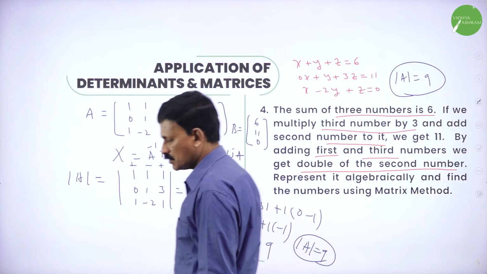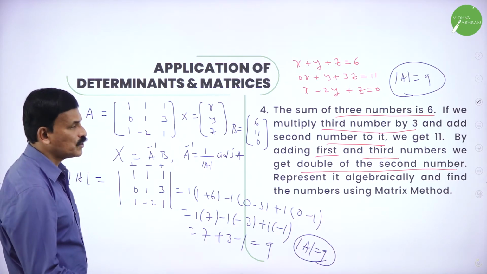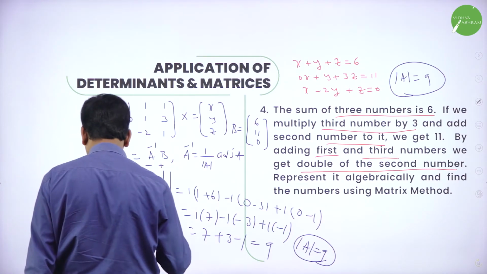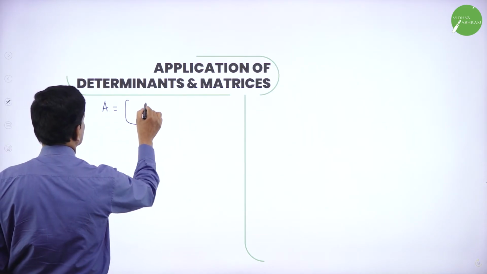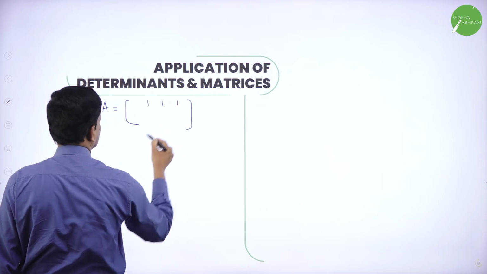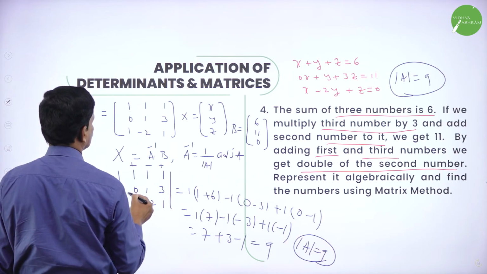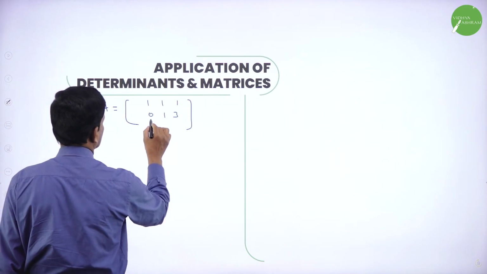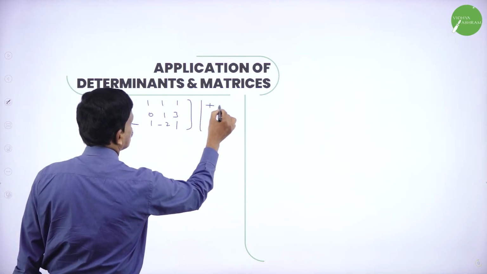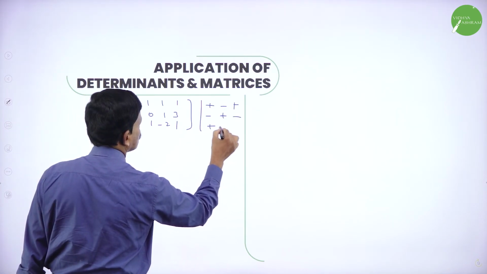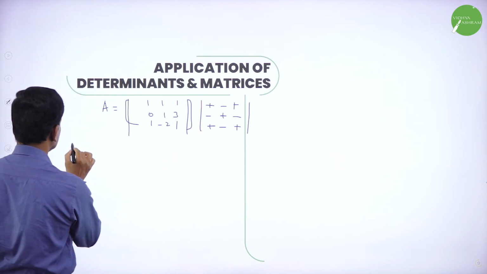Now, we have the determinant of A. Now, find out the inverse by finding the adjoint. Let me go to the next page. I will copy this. One, one, one. Next 0, 1, 3. Next 1, minus 2, 1. Now, this is A. The signs are plus, minus, plus, minus, plus, minus, plus, minus and plus. Write down the cofactors. So, this is the adjoint.